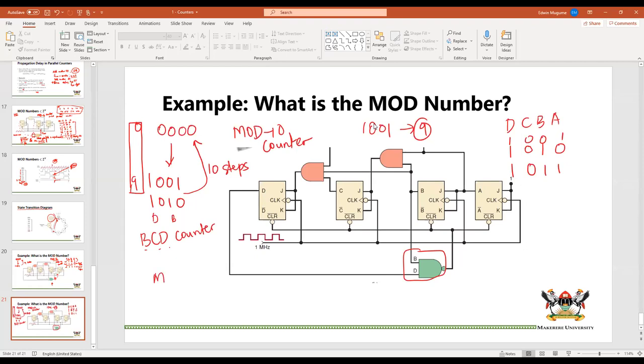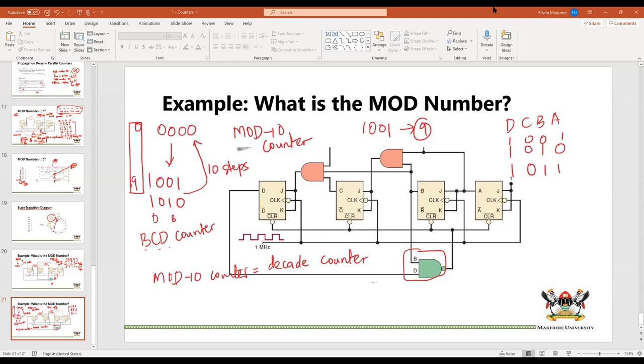But generally, a mod 10 counter is also called a decade counter. Decade is 10, decade counter. But not all decade counters are BCD counters. Certainly all BCD counters are decade counters because they count 10. But decade counters might not count in binary. If they count in binary, then they are BCD counters. But if they don't count in binary, then they are just decade counters that do not count in binary. Okay.